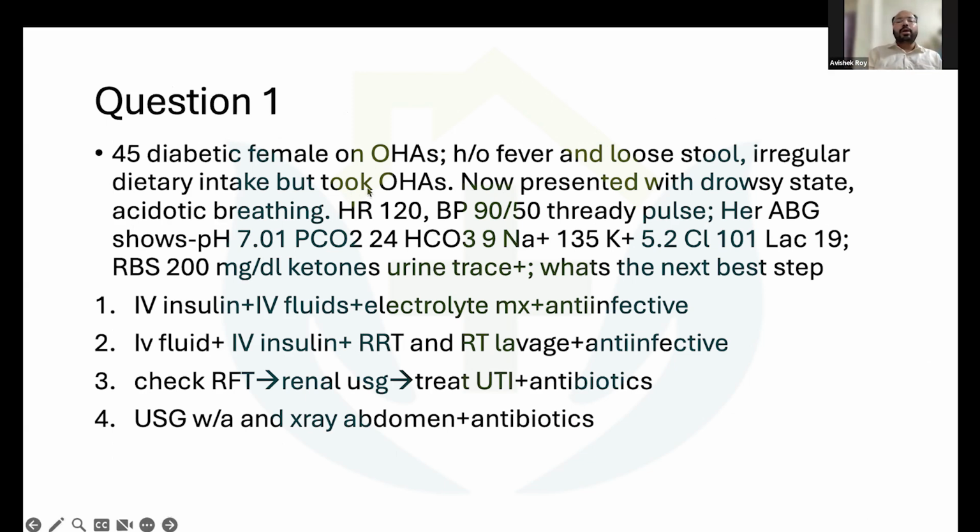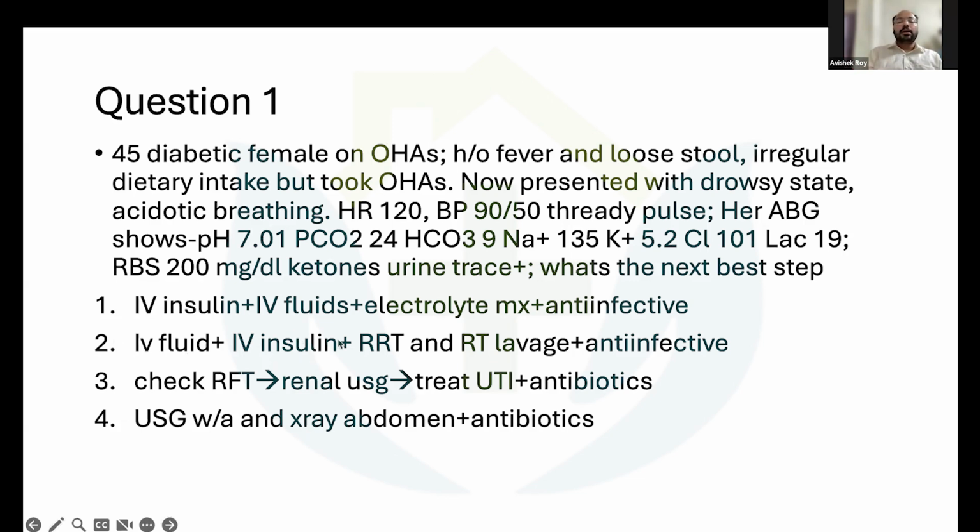The important clues were that the patient was on oral hypoglycemic agents, and notice the lactate is 19. DKA patients can have high lactates, but they will not have a lactate of 19. If your lactate is 19, there has to be some other disease process. There is a high anion gap acidosis. Everything is pointing towards a HAGMA. However, the lactate and the history of OHA intake point towards something else. So that's metformin-associated lactic acidosis, or MALA. And the right option is 2.